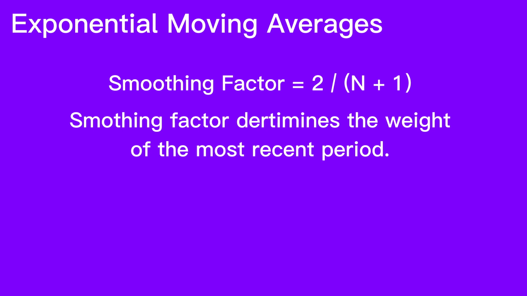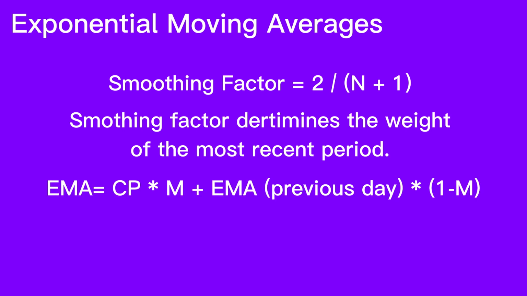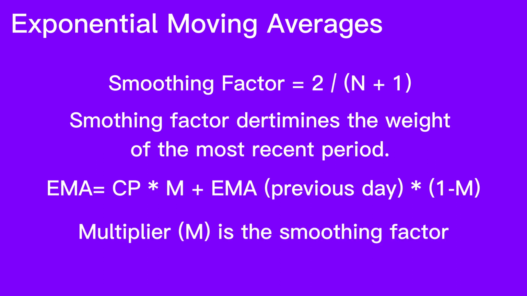To calculate the first EMA value, you can use the simple moving average, SMA, for the initial period. Then, you can use the EMA formula to calculate subsequent EMA values, giving more weight to recent prices. So, calculating EMA for today equals closing price times multiplier plus EMA of previous day times 1 minus multiplier. Multiplier is of course 2 divided by n plus 1.